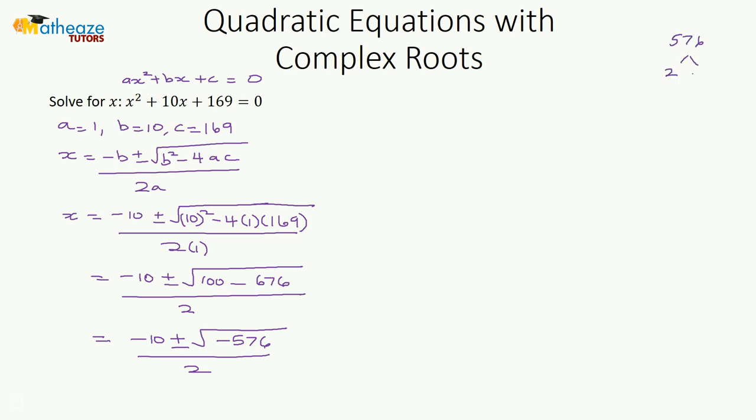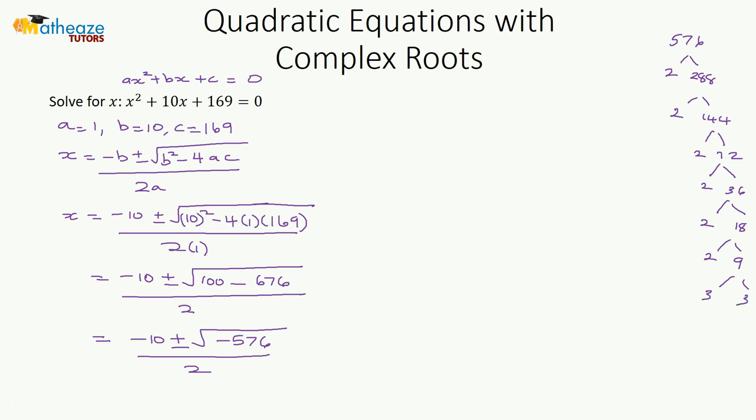We divide by 2, we get 288. We divide by 2, we get 144. We divide by 2, we get 72. We divide by 2, we get 36. We divide by 2, we get 18. Divide by 2, we get 9. We divide by 3, we get 3.